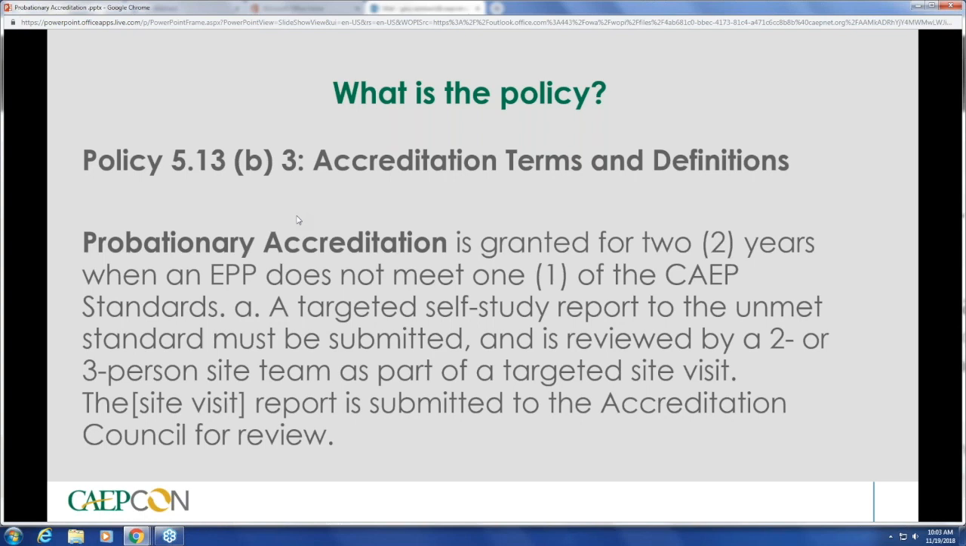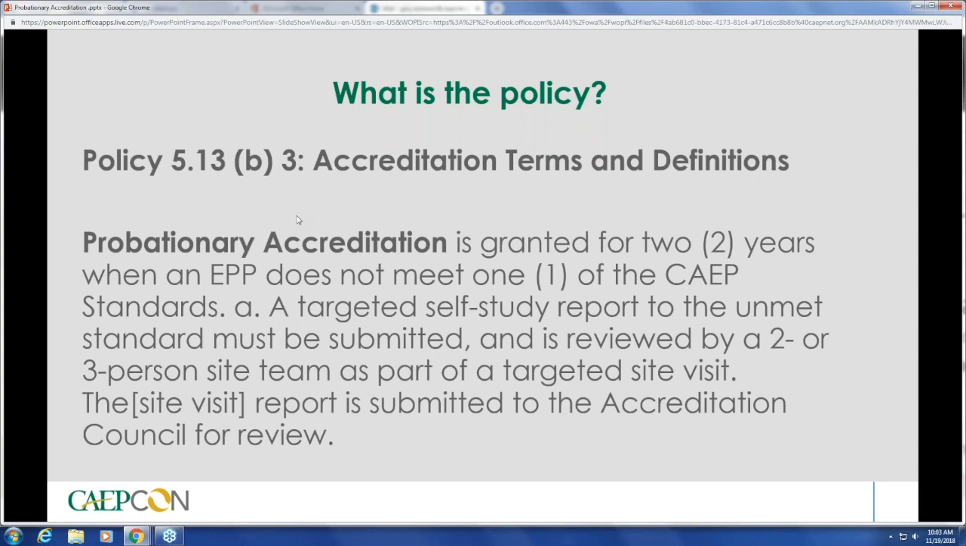So currently the policy is when an EPP has a site visit and their case goes to the Accreditation Council, they are granted accreditation for 2 years. And it's because they didn't meet one of the CAEP standards. And that involves a targeted self-study report on that unmet standard, and it's reviewed by a 2 or 3 person site team as a part of a targeted site visit. And then after the visit, the site visit report is submitted to the Accreditation Council for review.